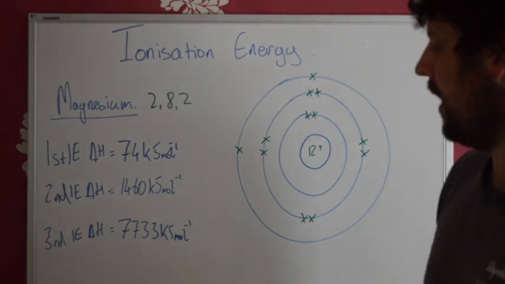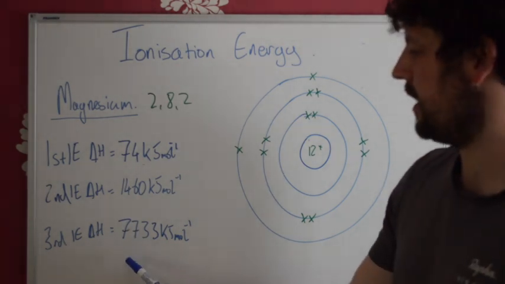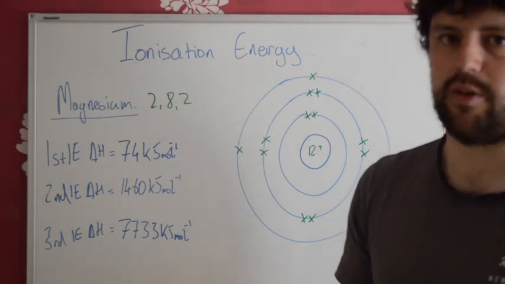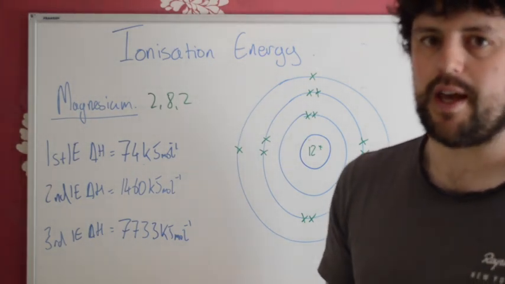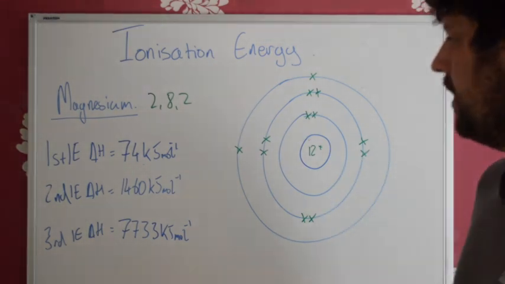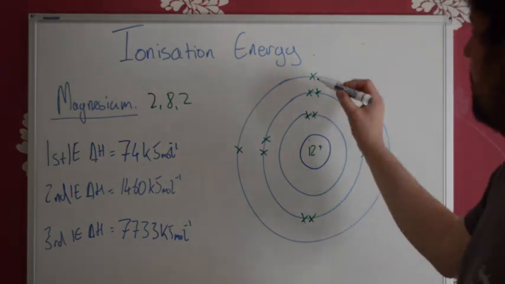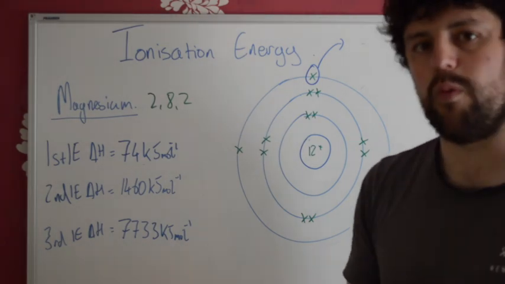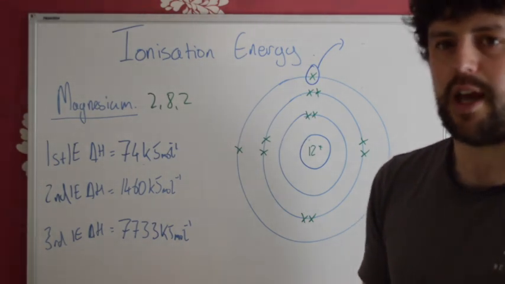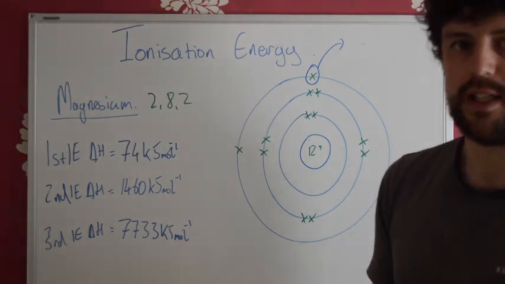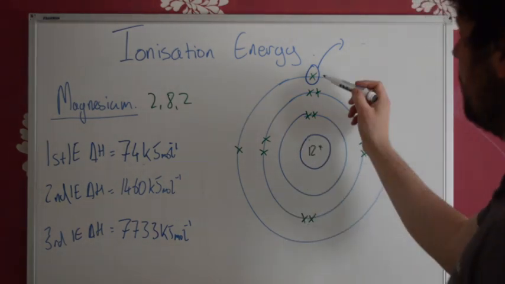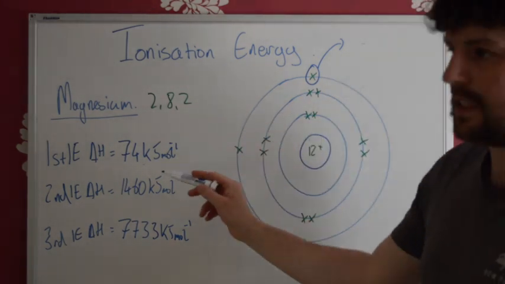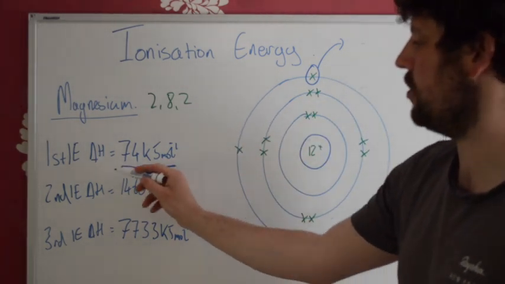So why is the third ionization energy so much higher than the second? We'll start by explaining the first ionization energy. The first ionization energy is the amount of energy that is required to remove 1 mole of electrons from 1 mole of gaseous magnesium atoms. This is relatively easy. It's 744 kilojoules per mole.